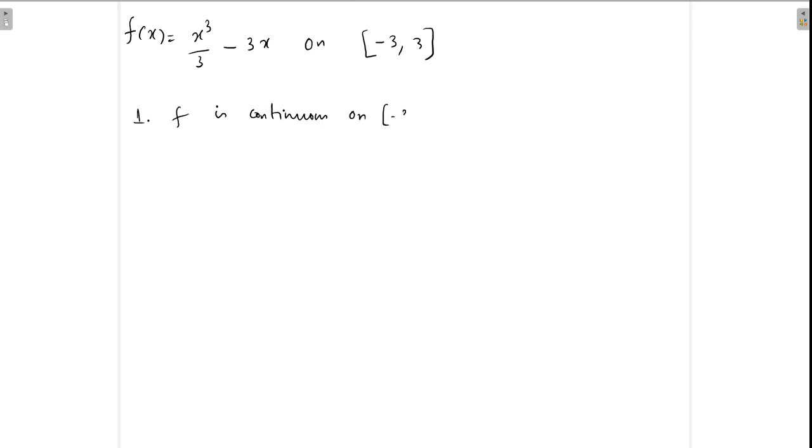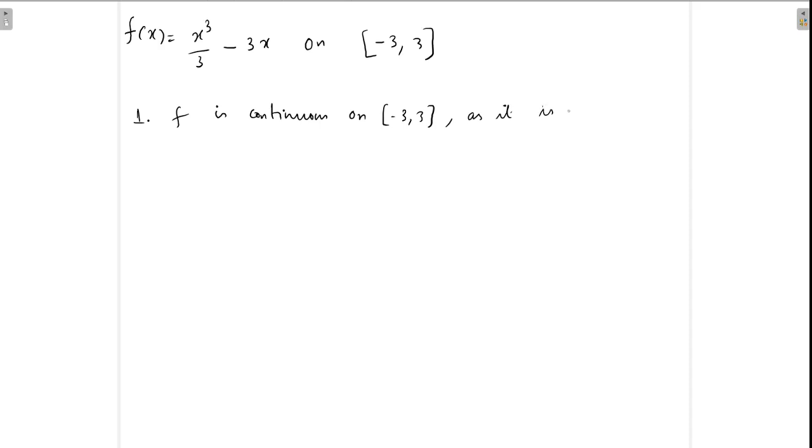Okay. Now we can verify Rolle's theorem for the function f(x) = x³/3 − 3x on the closed interval [−3, 3]. In order to verify Rolle's theorem, we need to first verify that f is continuous. This f is continuous because it is a polynomial. So f is continuous on the given interval [−3, 3], as it is a polynomial.